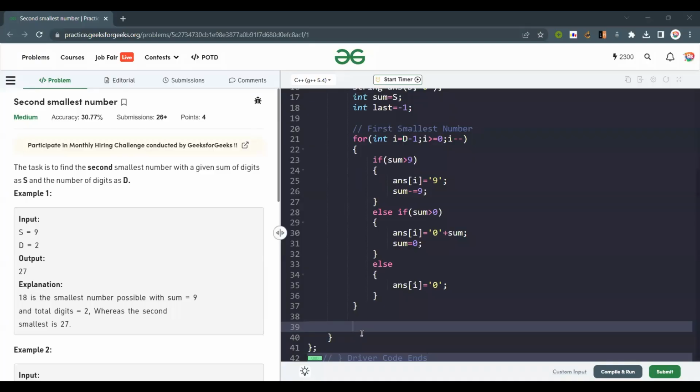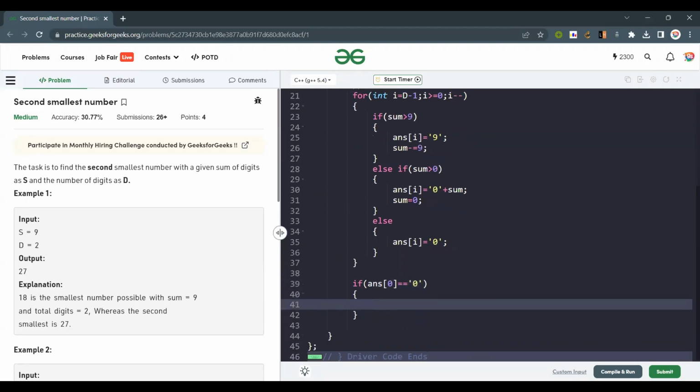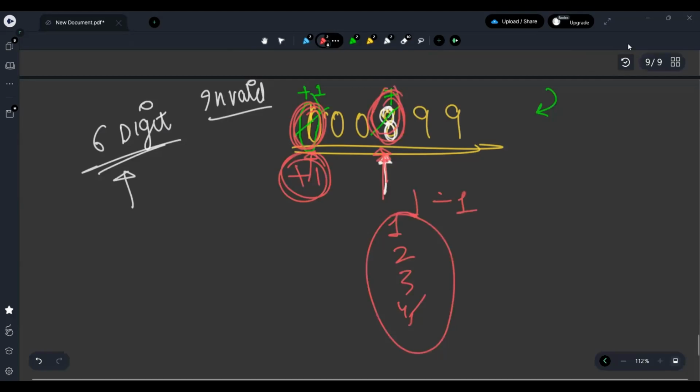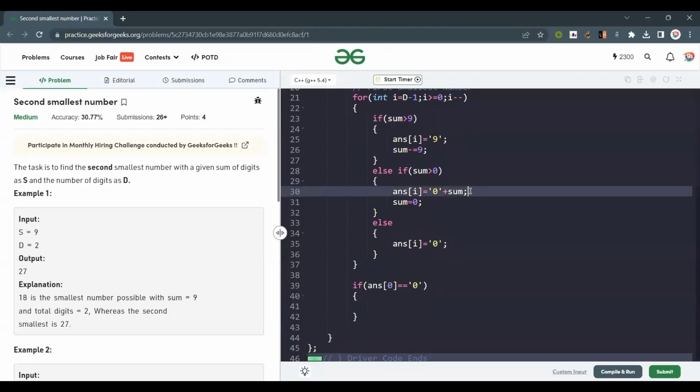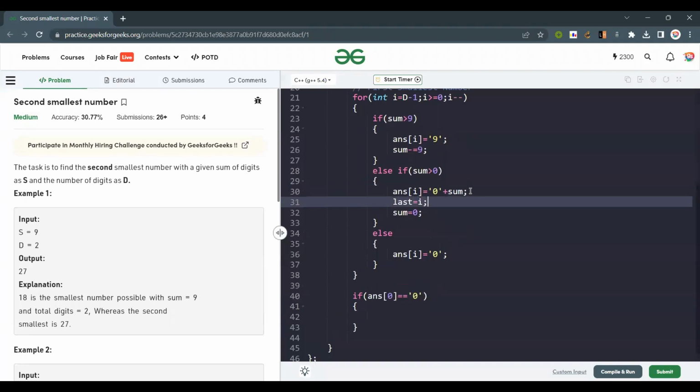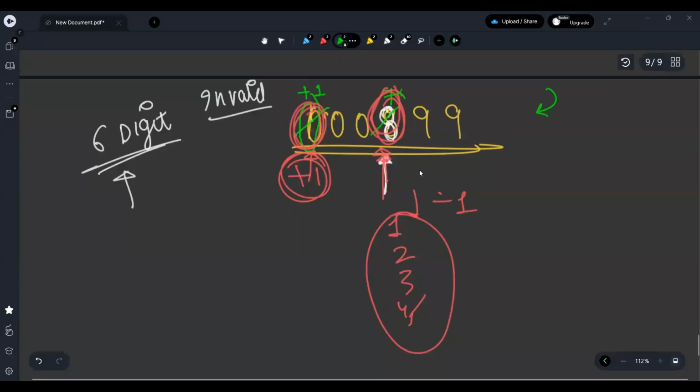So what we will do is check if answer of 0 is equal to 0. Now, how do we decrement this last number? That's why I'm maintaining the last one. Whenever the last number is left, we will mark this as I. So the pointer will be here, and the last number will be here.